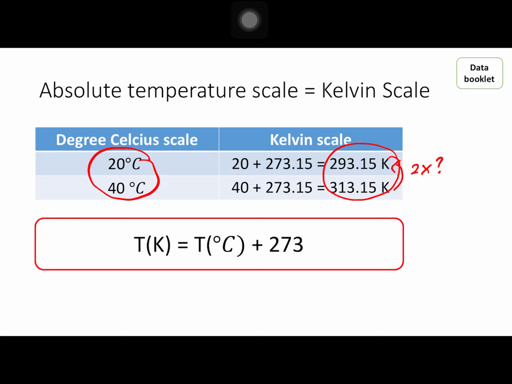Alright, how do we do the conversion? Temperature in Kelvin will be the temperature in degrees Celsius plus 273. You can say 0.15. Alright, so what will the temperature in degrees Celsius be? It will be the temperature in Kelvin minus 273.15. Now this equation can be found in your data booklet, so flip to your data booklet now and check. Can you find it? Okay.